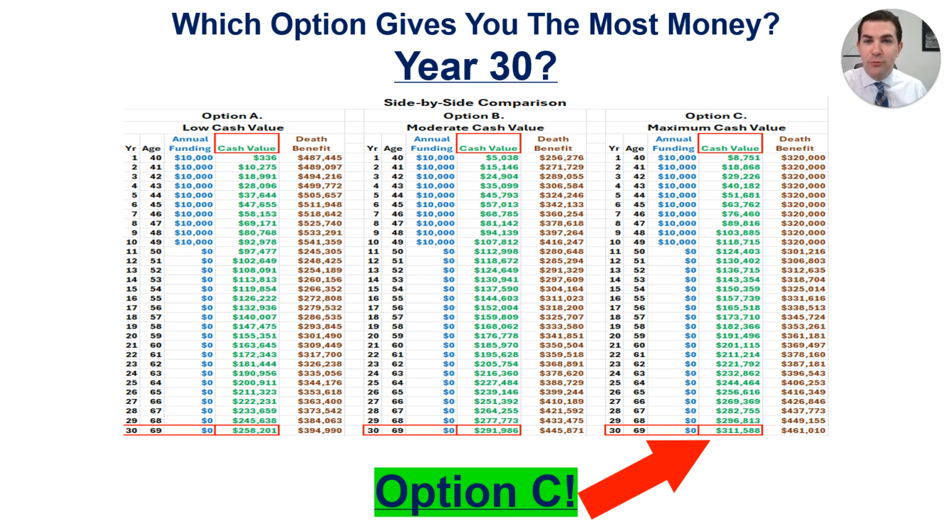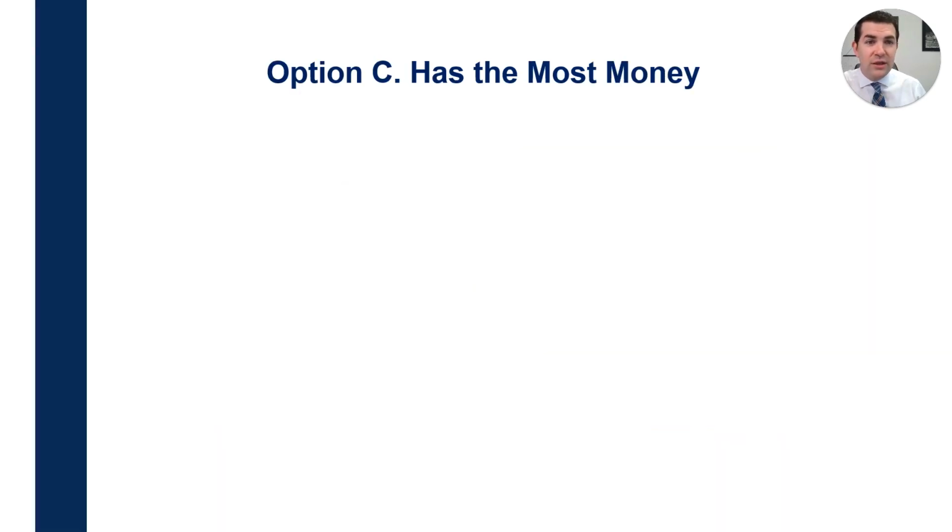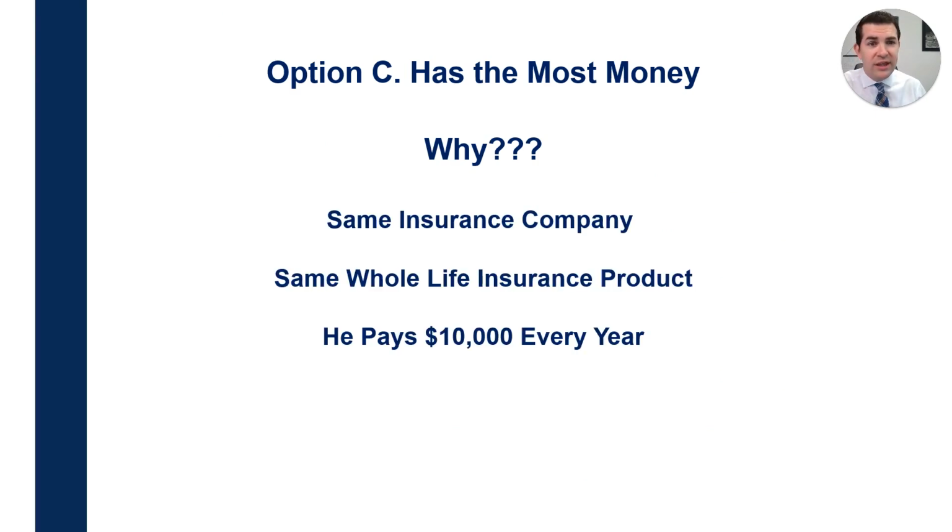What about by year 30? Option C, clearly more. You're over $311,000, where the other two are still under $300,000. So option C has the most money from start to finish. Why? Because again, it's the same insurance company, same whole life insurance product. You pay $10,000 per year.